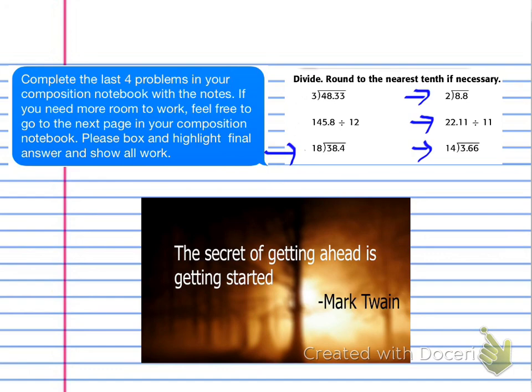So the 4 that I have the blue arrows next to are the 4 problems that we did not do in the video. So I should see the 2 that I went over in the video because I've gone over those and you practiced them on your own. But then I should also see these 4 when I come around to check your notes.